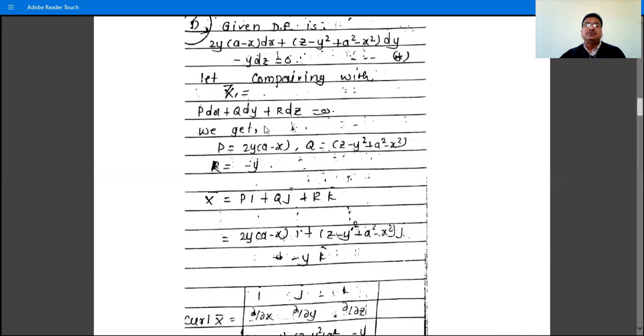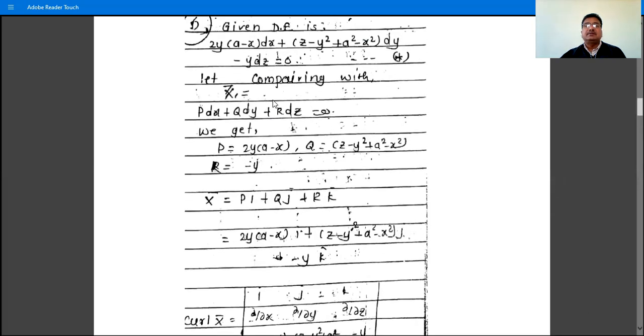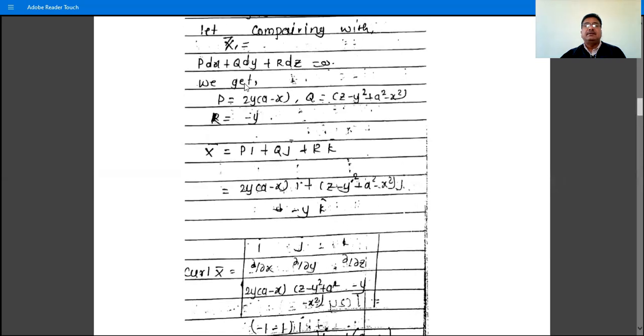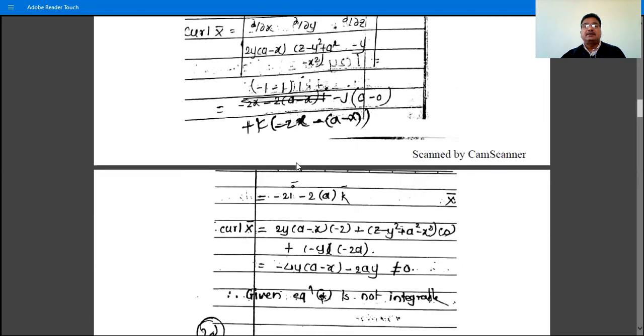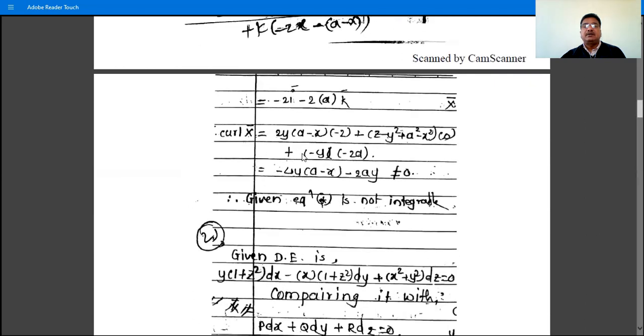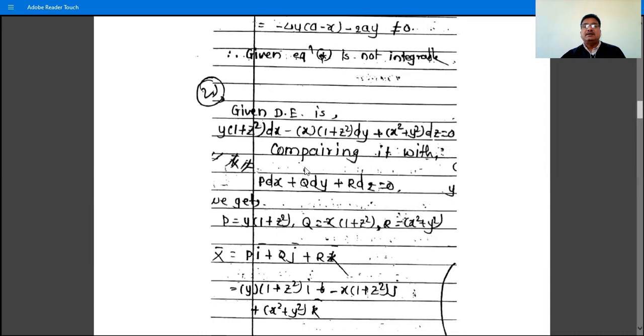First show the given differential equation is integrable. Write X bar, then find curl X bar, and then find X bar dot curl X bar. If it is not zero, the given differential equation is not integrable. The next example, the second example, is this.